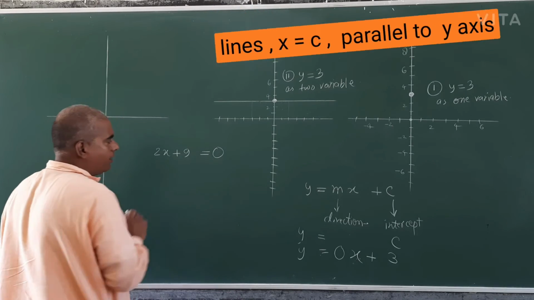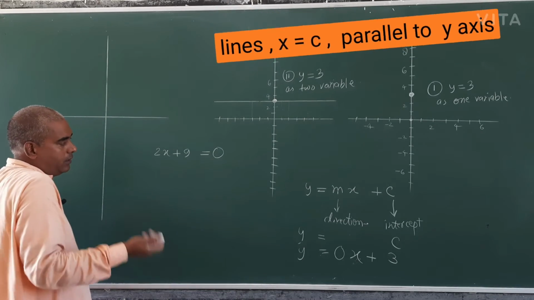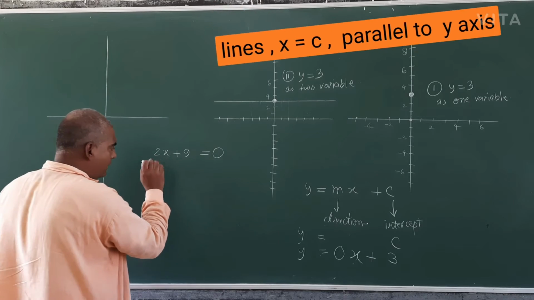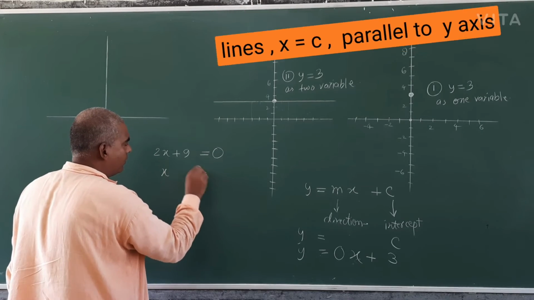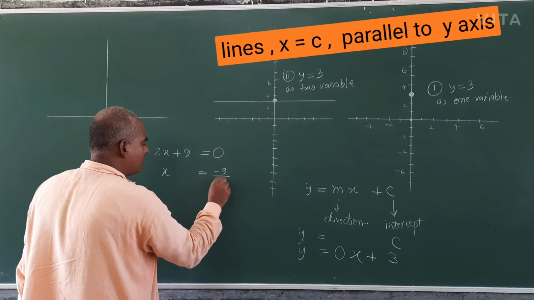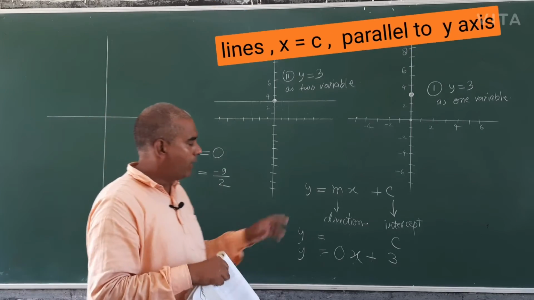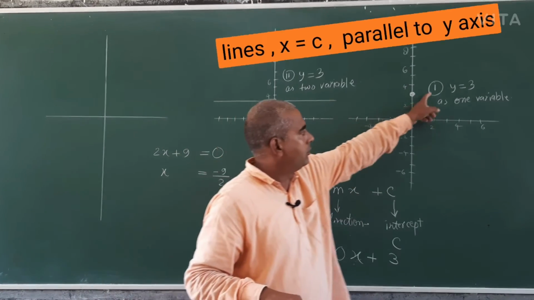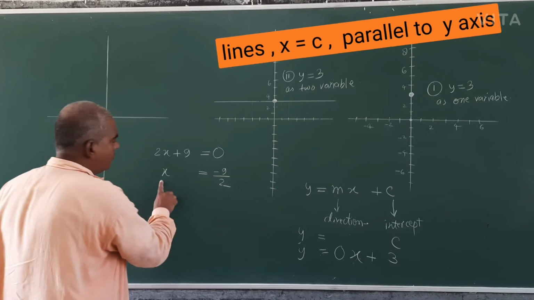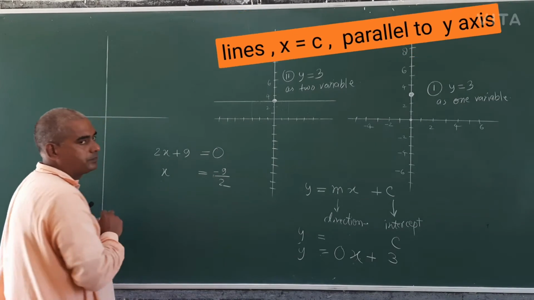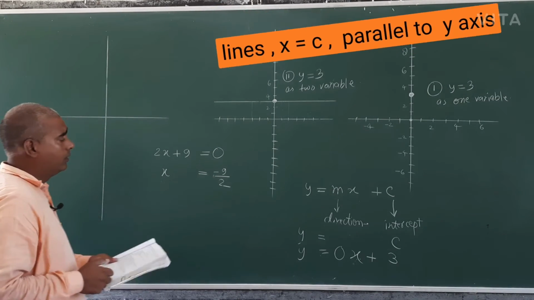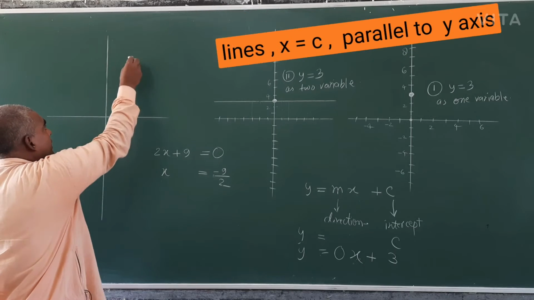You are not looking at y here. Okay, don't worry about that. Solve, x is equal to minus 9 upon 2. Just like it was y is equal to 3. So you are getting x equal to minus 9 upon 2. So this is the second number question.